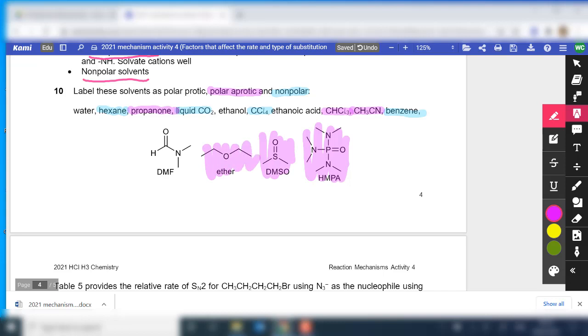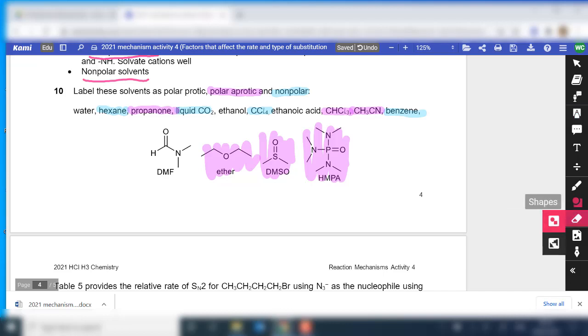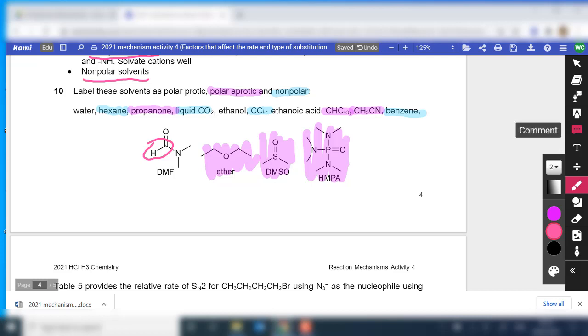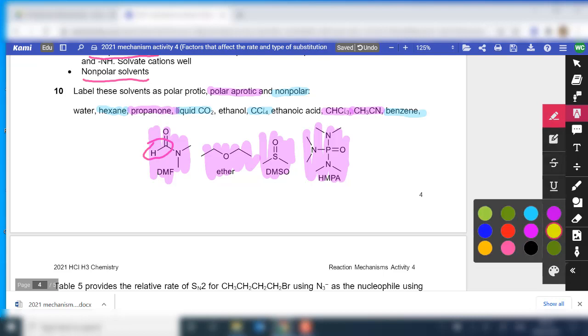What about DMF? This is a common misconception. Some students thought that DMF can form hydrogen bonds, but nope, it can't. Why? Because it does not contain that particular criteria. This is a C-H bond, so this is not an H bonded to N or O. So DMF, for classification purposes, we also classify as polar aprotic. Those that are capable of forming hydrogen bonds, of course, are water, ethanol, and acetic acid, and that's about it.